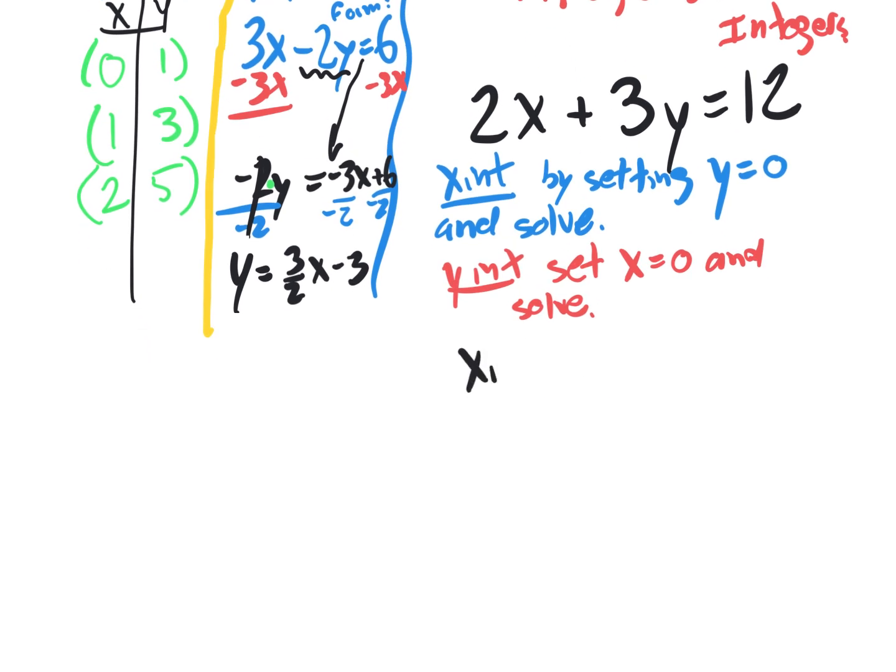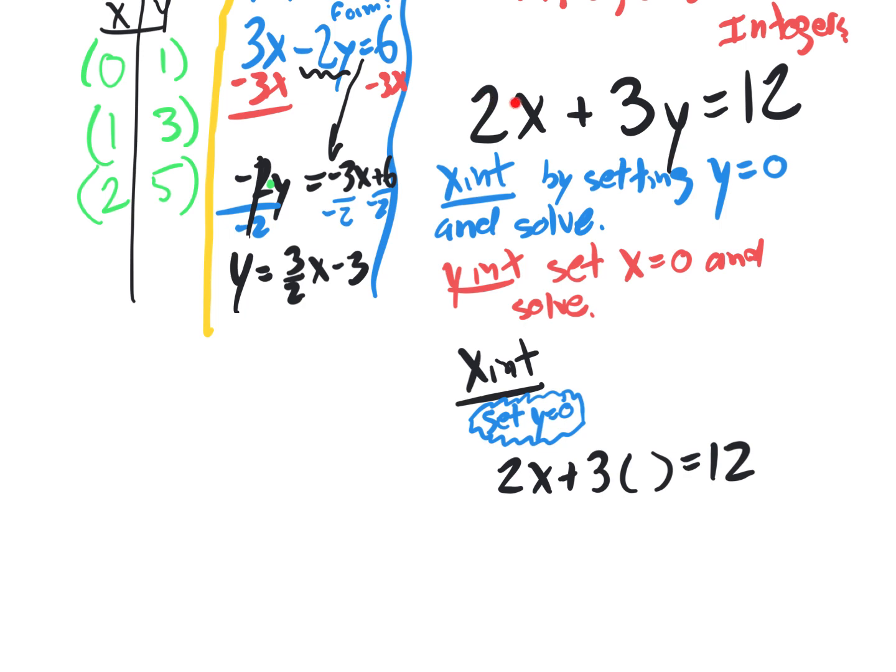So to find the X-intercept of this equation right here, we are going to set Y equal to 0, okay? So this is what you need to know in your mind. When I rewrite my equation 2x plus 3y equals 12, you're going to write it as 2x plus 3y equals 12, but notice that you need to set y equal to 0. So instead of y, put parentheses, because y equals 0. We're going to put a 0 right in there.